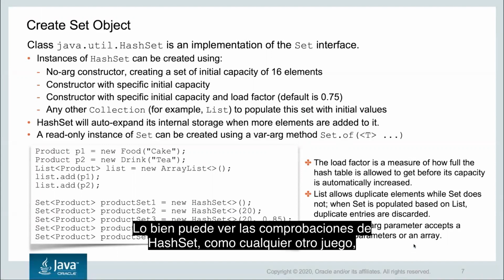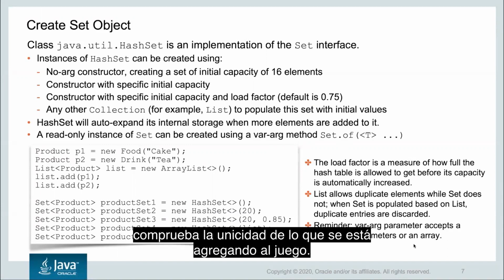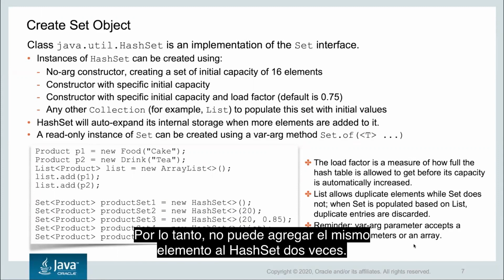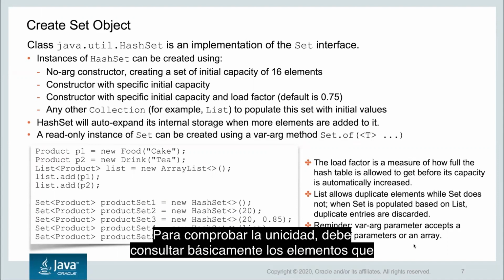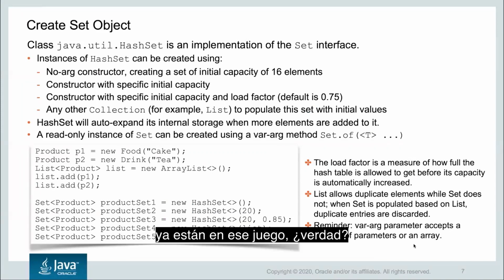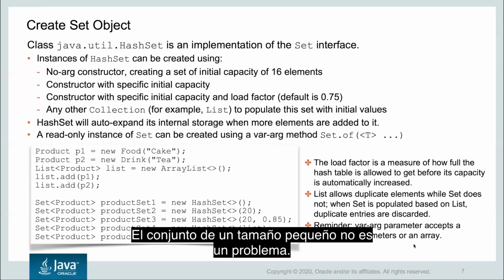Well, you see, the hash set, like any other set, checks the uniqueness of what you're adding to the set. So you cannot add the same element to a hash set twice. It's not allowed. Now, there is an implication here. In order to check the uniqueness, you have to basically look at the elements that are already in that set, right? Well, in a small set, that's not a problem.